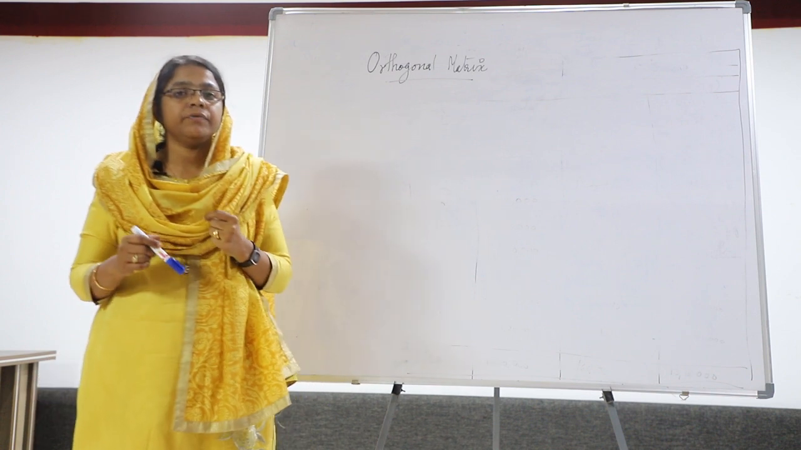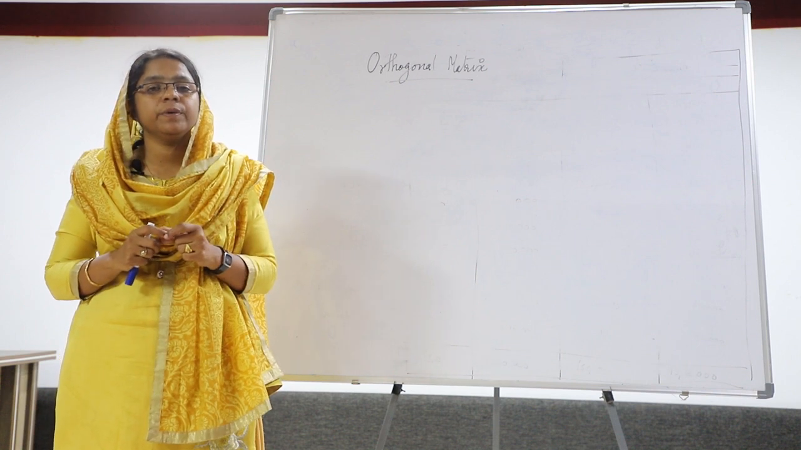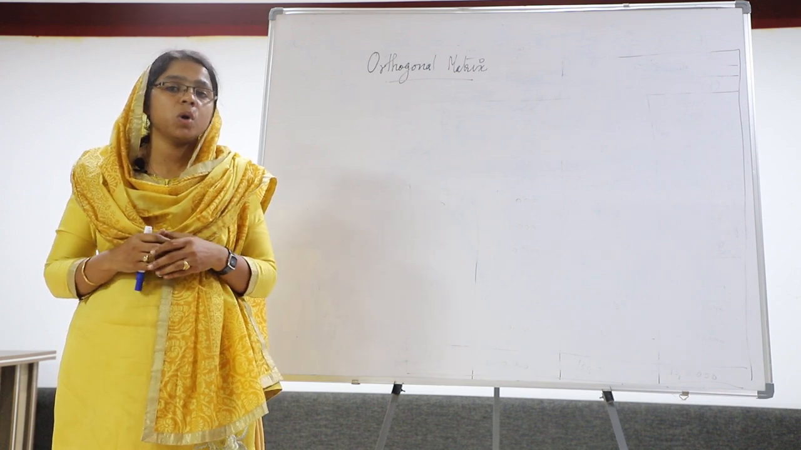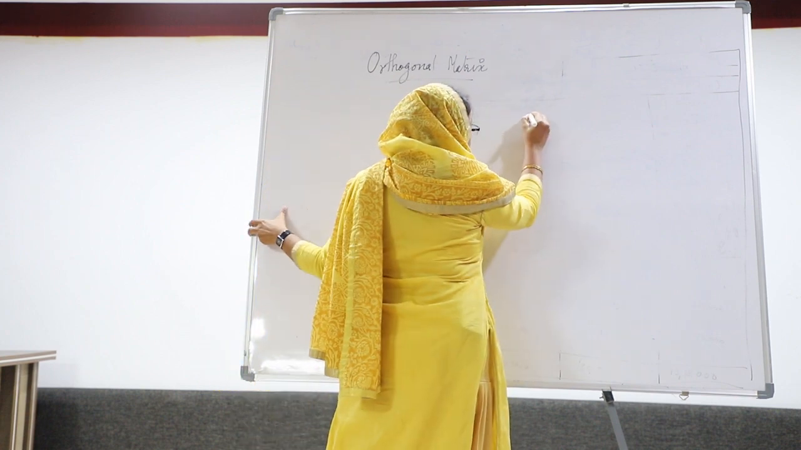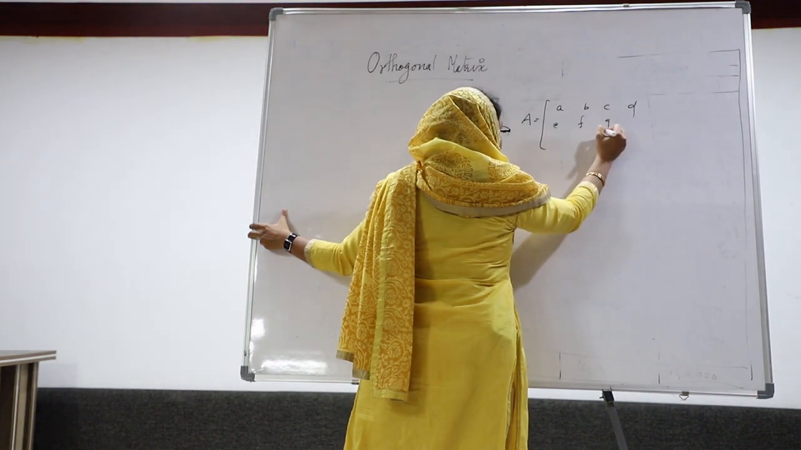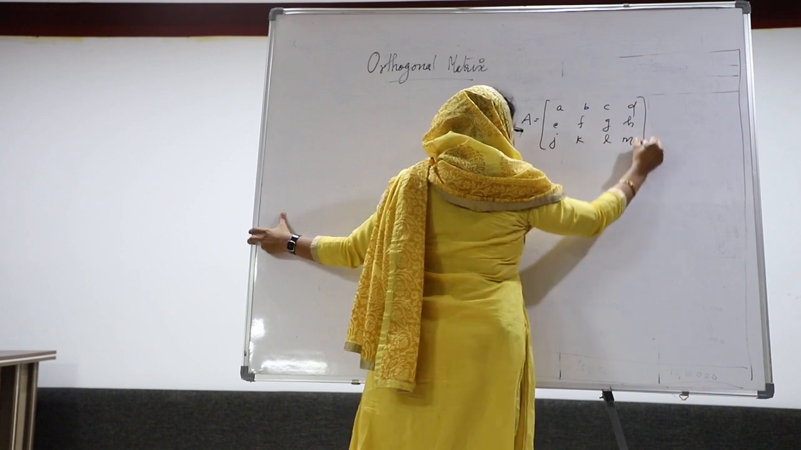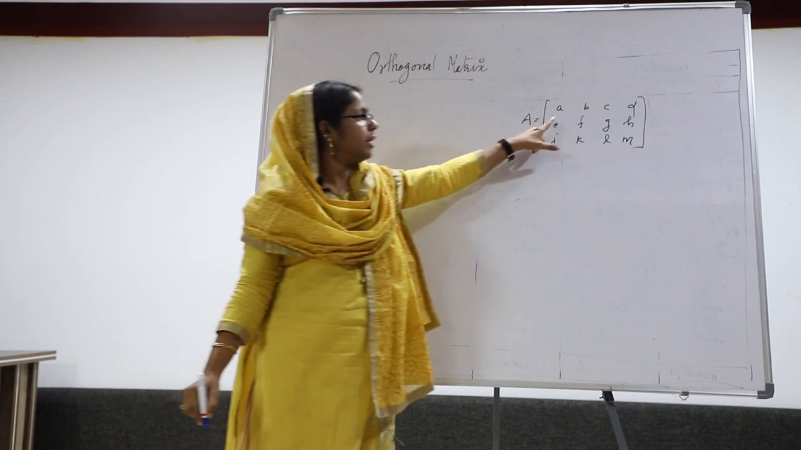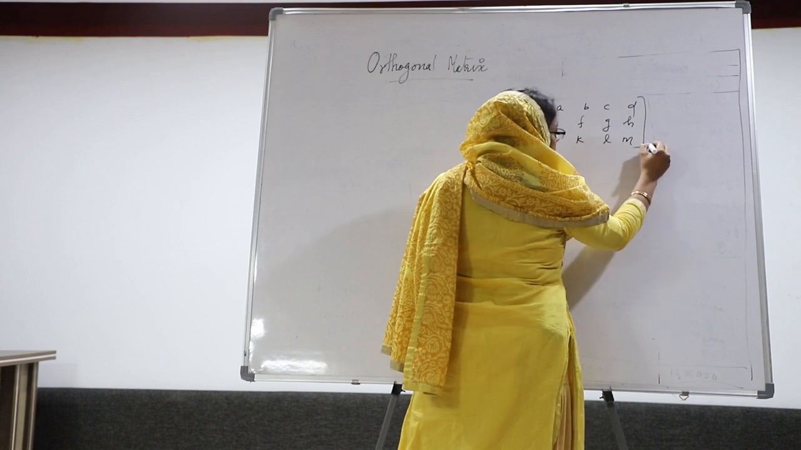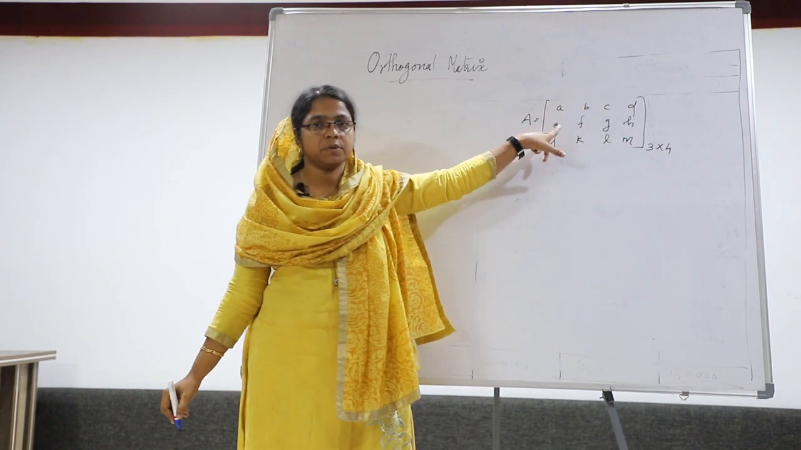Just before that, first of all, what is a matrix? A matrix is a rectangular arrangement of some elements or numbers in terms of rows and columns. For example, A is equal to the matrix A, B, C, D, E, F, G, H, J, K, L, M. This is a matrix, and here we have three rows and four columns. The order is denoted as 3 by 4: 3 is the number of rows and 4 is the number of columns. So that is a matrix.